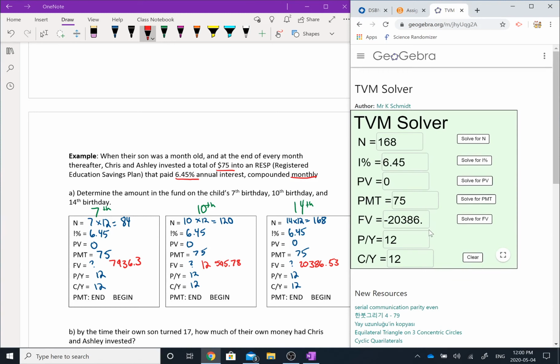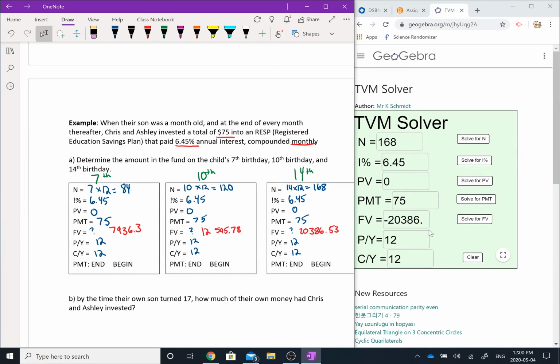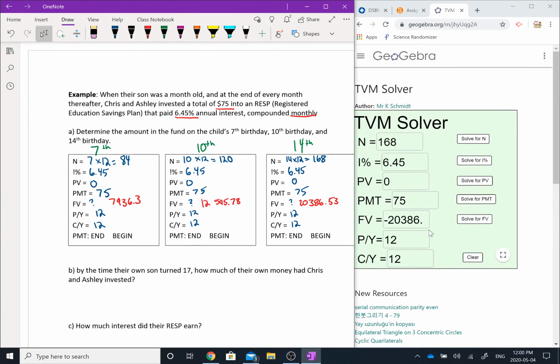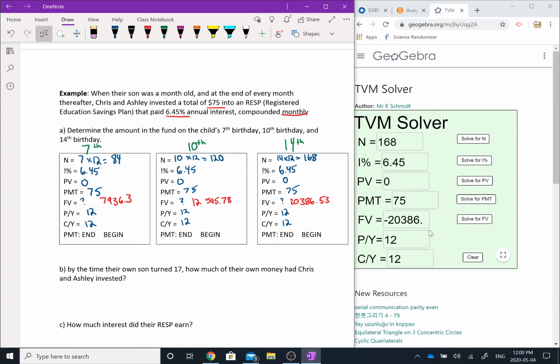places. Again, it may only seem like decimal places, but when you're dealing with money, you don't want to give away anything. So that's using the TVM solver to see how much would be in the account after those time periods.